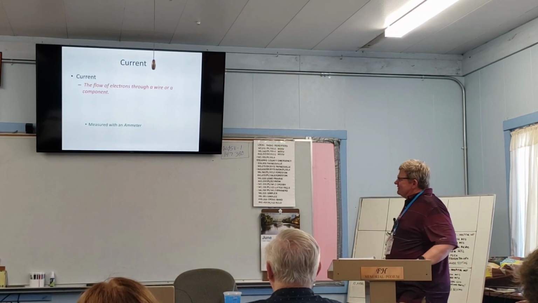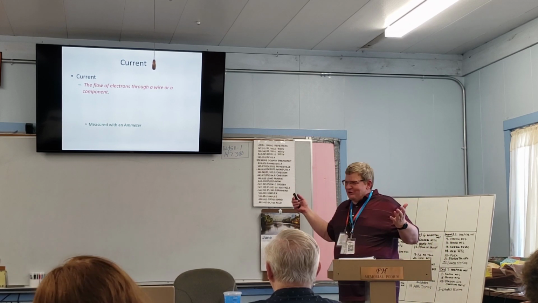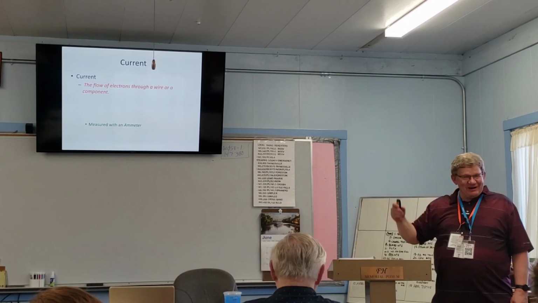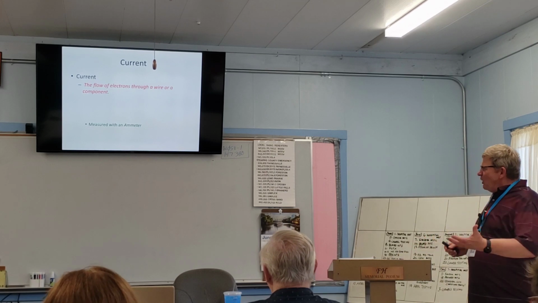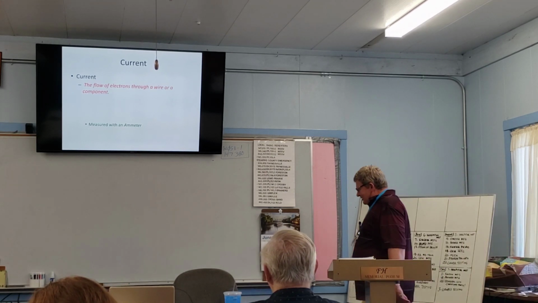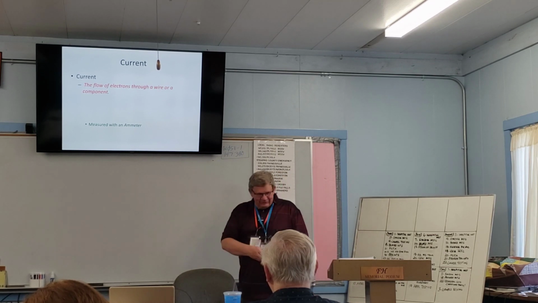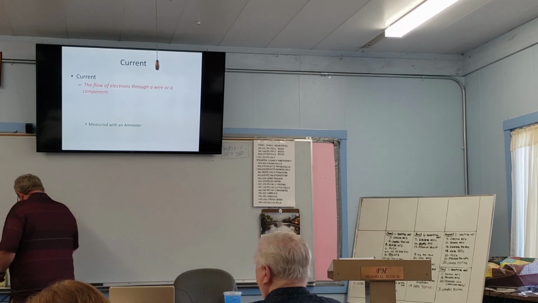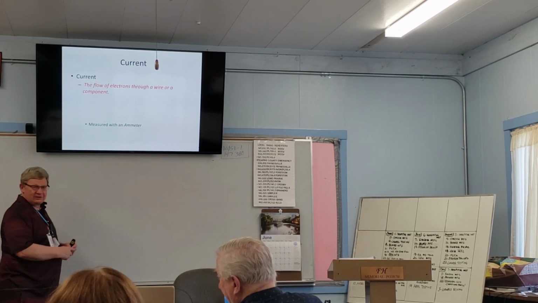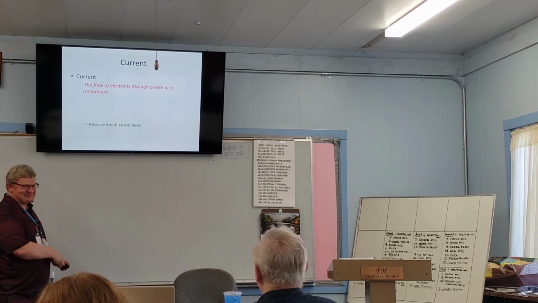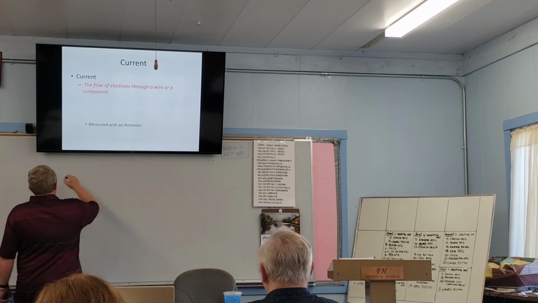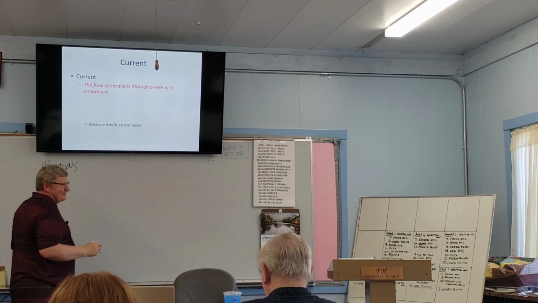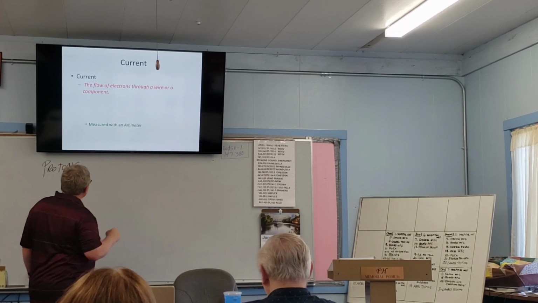So current. What is current? The answer's right up there. The flow of electrons through a wire is current. It's what can kill you. Absolutely, Rick. It is. Current can kill you. I was told amperage could kill you. Yeah. That's part of it, and I'll show you why.